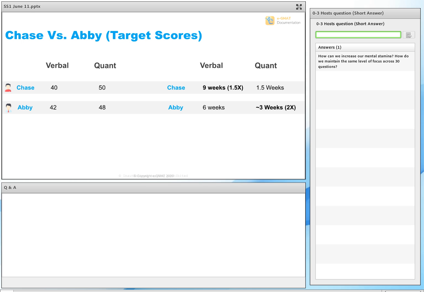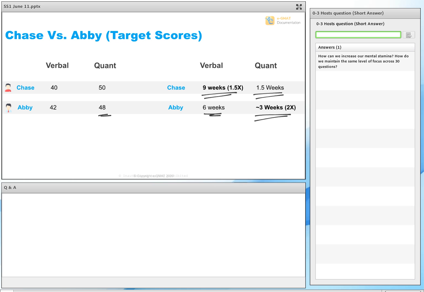But the biggest piece is what this test tells these folks: the amount of time they need to get to those ability scores. Even though Chase is aiming for a lower verbal score, he is going to spend 50% more time preparing for verbal than Abby is. Why? Because of the difference in starting abilities. Similarly, Abby is going to spend twice as much time getting to a Q48 than Chase would to get to a Q50.